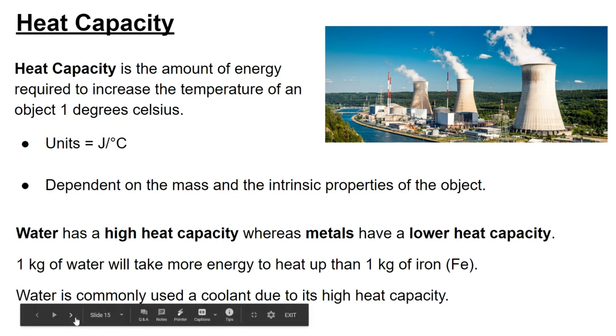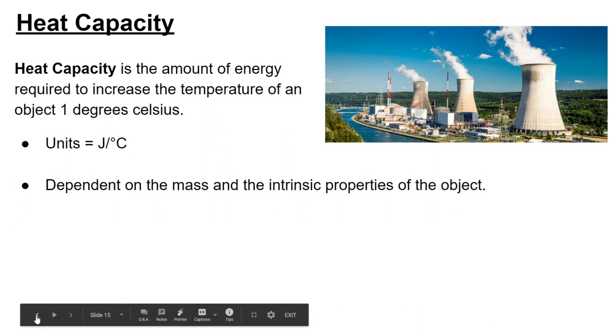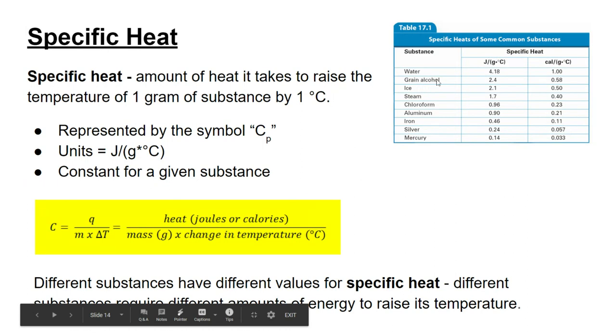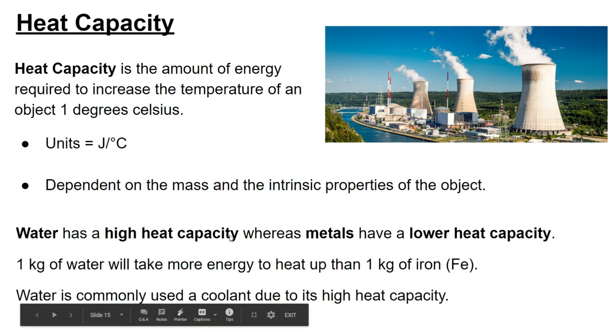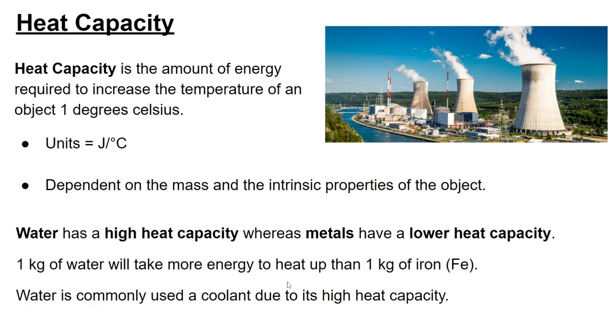Water has a high specific heat capacity, whereas metals have a lower heat capacity. Let me take you back to the slide where we were talking about water and mercury. As you can see very clearly, water is 4.18 and mercury is 0.14. Water is a very good example, and I keep going back to water because of the hydrogen bonding. Water has a high heat capacity. That means 1 kg of water will take more energy to heat up than 1 kg of iron; though they are the same amount, they are different substances. So they will have a different heat capacity value and a different specific heat value also.